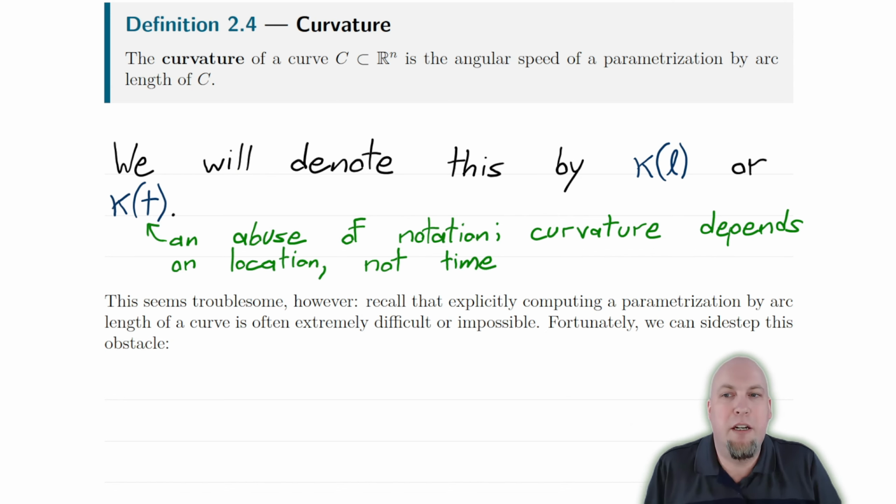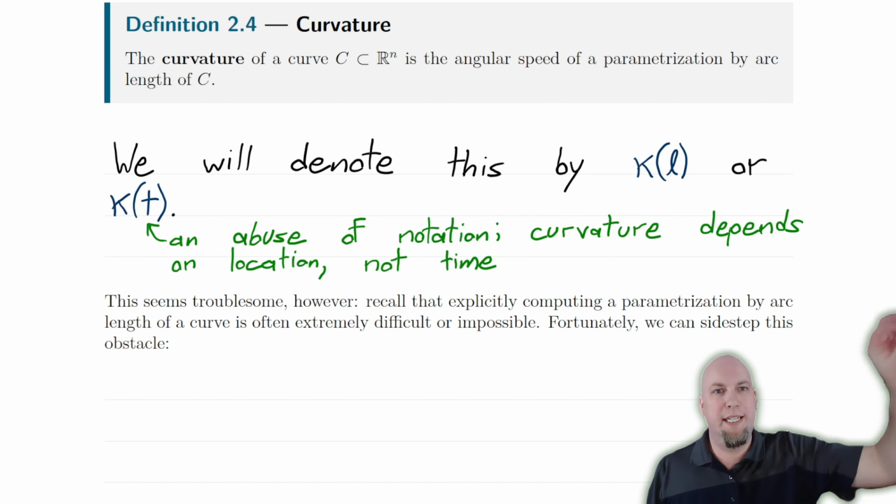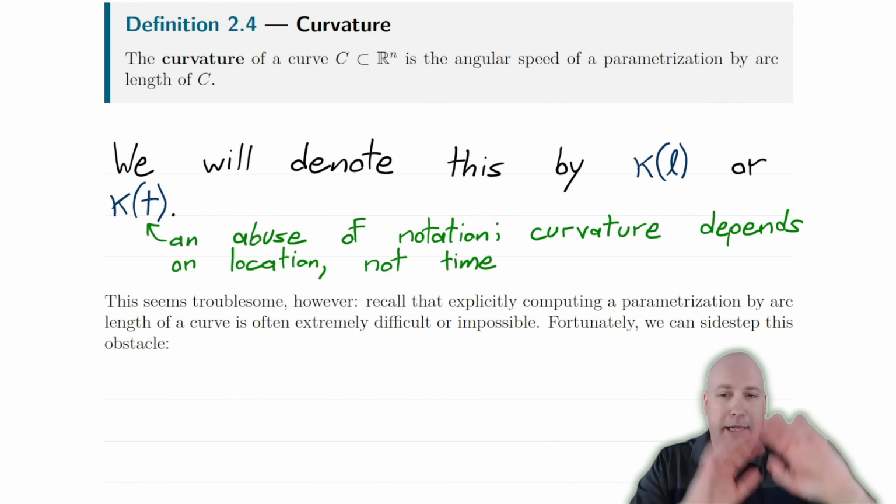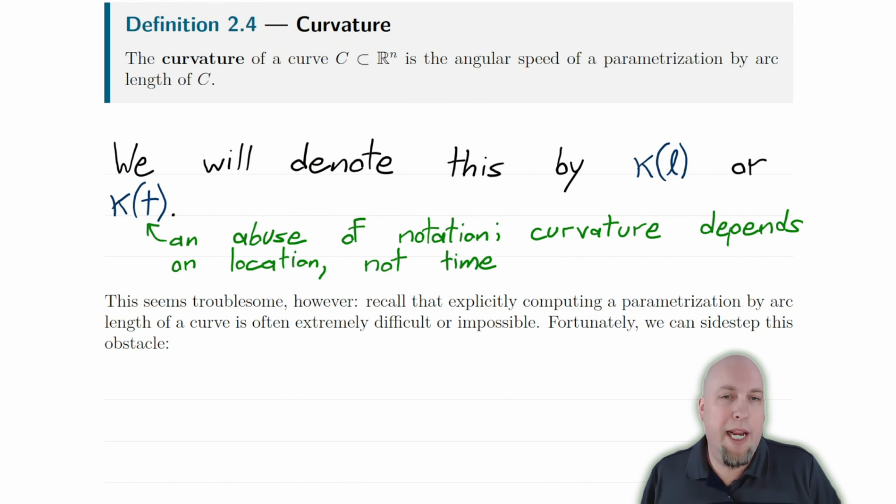A lot of the time when we're actually computing it, we're going to compute it as a result of this time parameter. We're going to have some way of tracing out the curve, and we're going to compute it in terms of the time parameter. Okay. But anyway, how can we actually compute this thing? How do you compute the curvature?